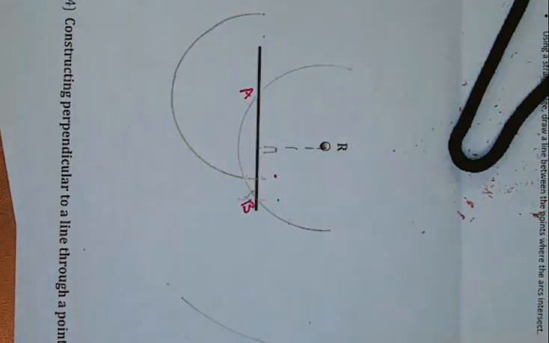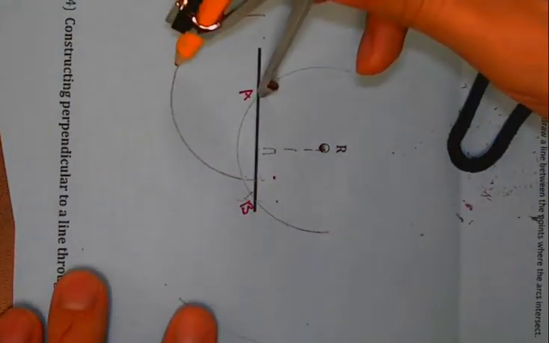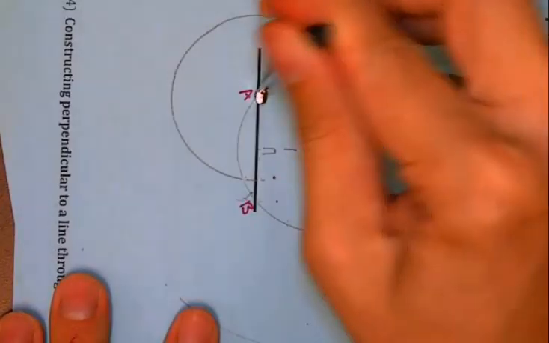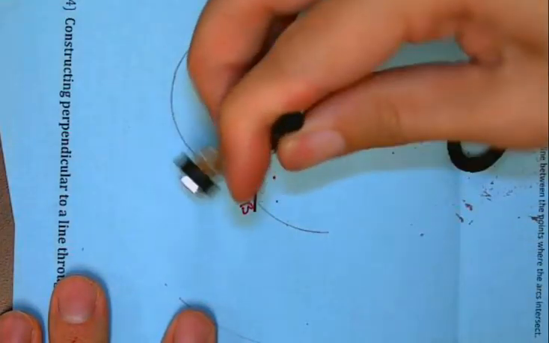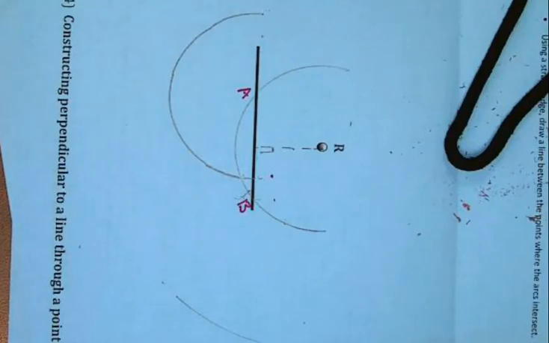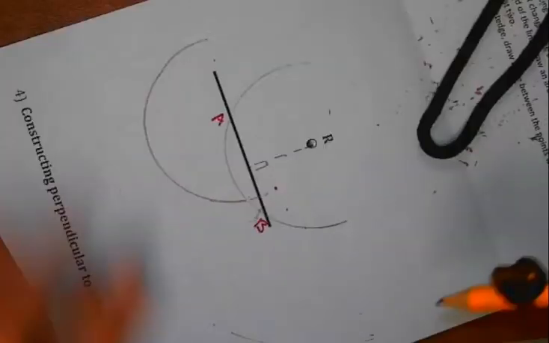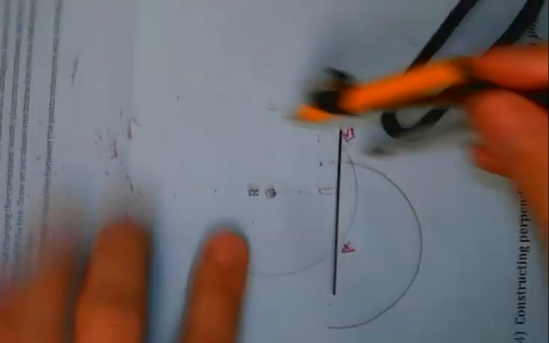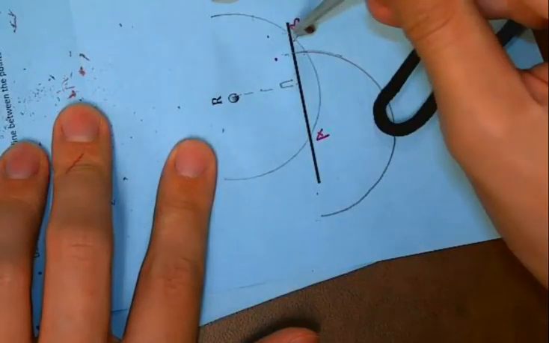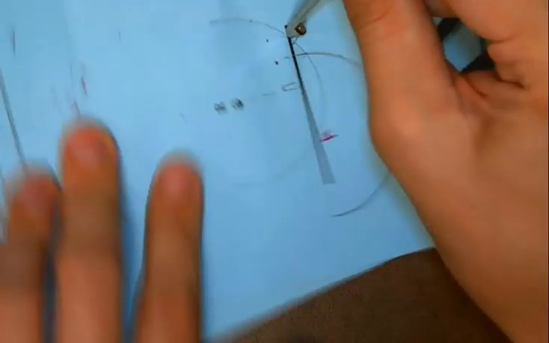So now we look like this. I started at A, and I drew a half circle. Okay? Guess what you're going to do at B? Exact same thing you did to A. So I'm going to do the same thing I did to A, to B. Start here, and I'll draw me a half circle.